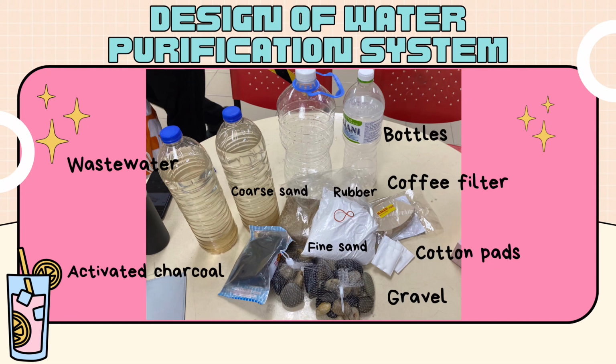For the design of the water purification system, we choose a filtration system. The apparatus to make a filtration system are wastewater, coarse sand, bottles, coffee filter, rubber, fine sand, cotton pads, gravel, and activated charcoal.